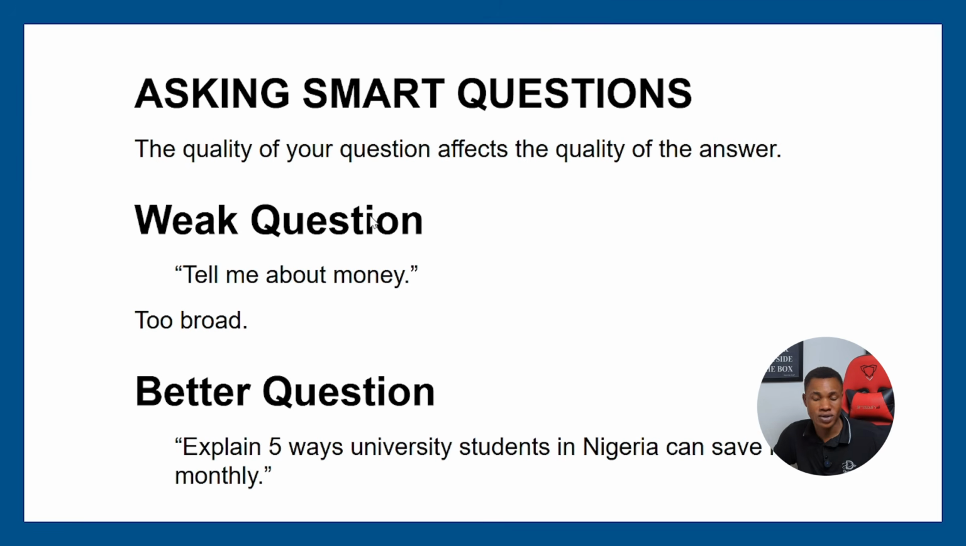The quality of your question, of course, affects the quality of the answer you're going to get. So a weak question is, tell me about money. It's actually a question, but it's very weak. The better question is, explain 5 ways university students in Nigeria can save money monthly.